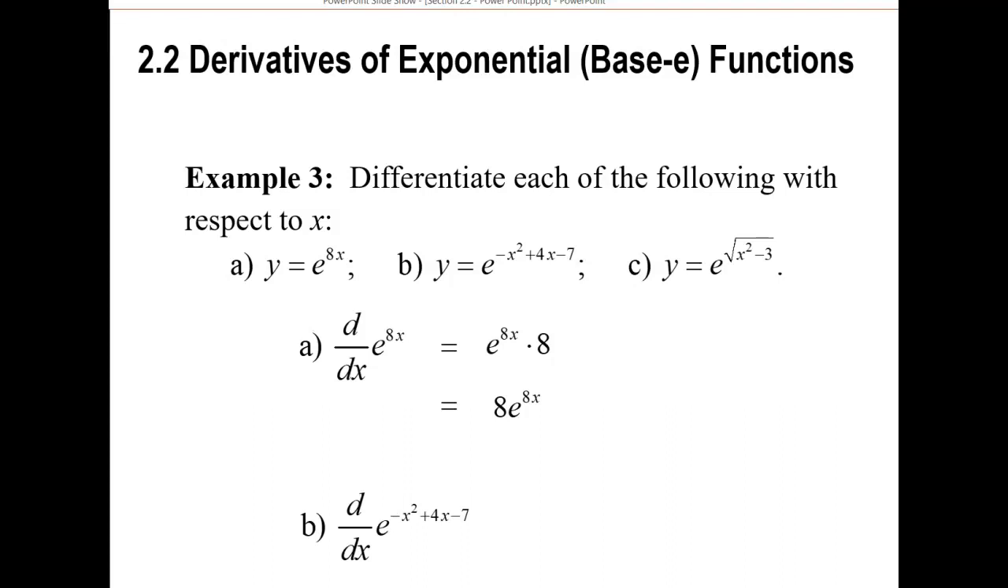Part B, e to the power negative x squared plus 4x minus 7. Start with the original function, e to that power, and then multiply by the derivative of the exponent, which would be negative 2x to the first plus 4 minus 0, so negative 2x plus 4.